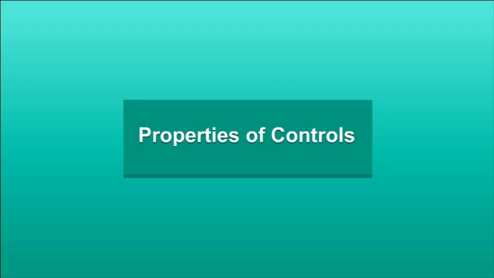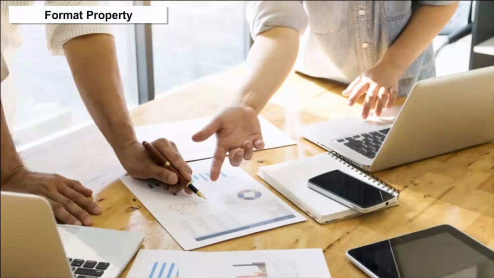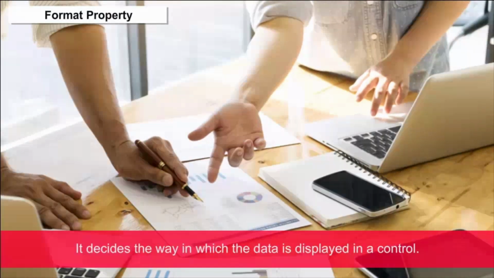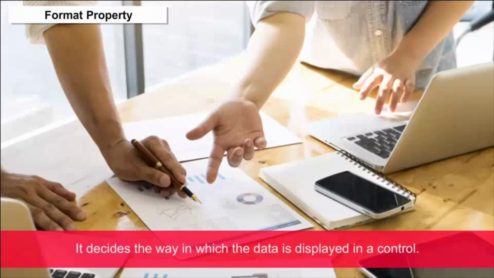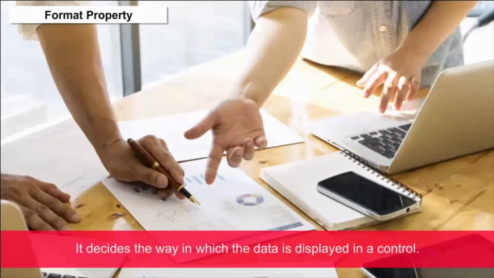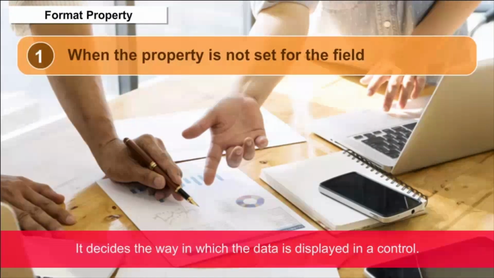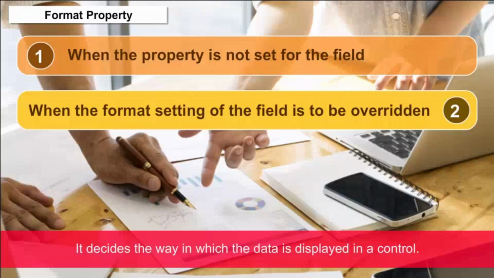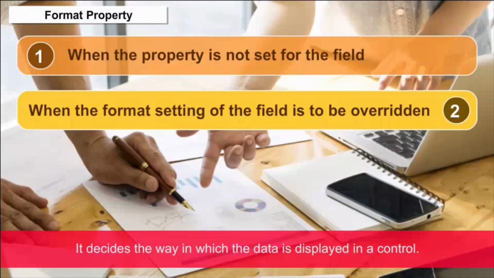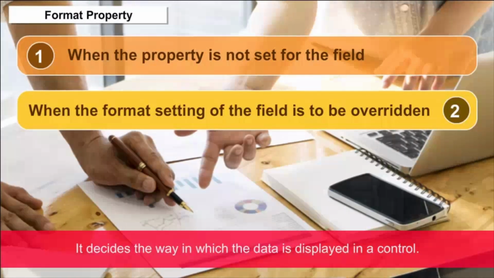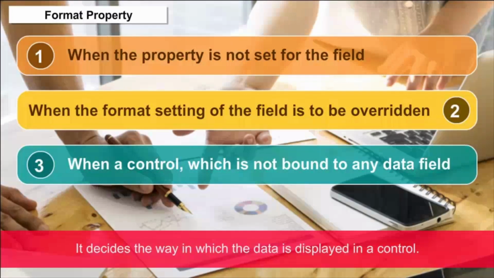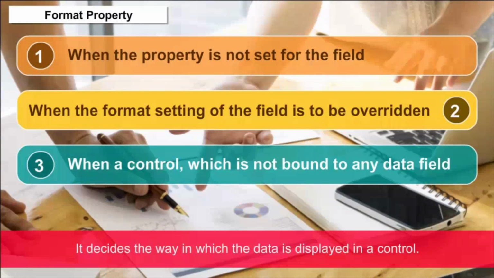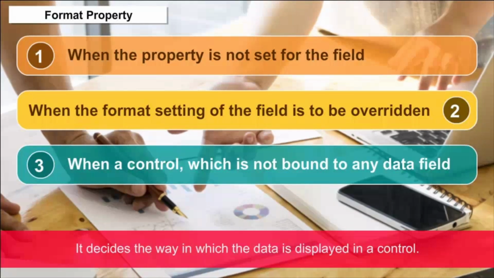Properties of controls. Format property. It decides the way in which the data is displayed in a control. It is set and used in three situations. First, when the property is not set for the field. Second, when the format setting of the field is to be overridden. Third, when a control which is not bound to any data field is to be displayed in a particular manner.